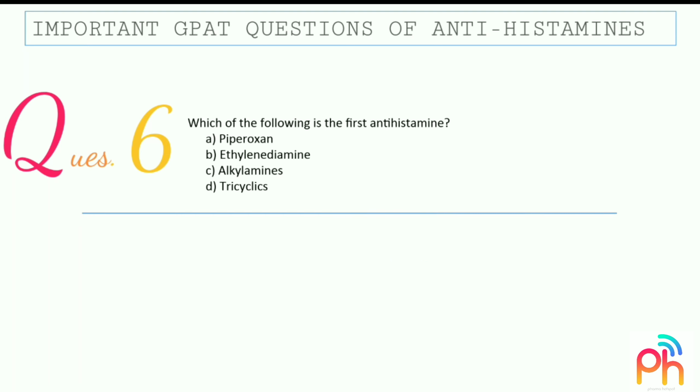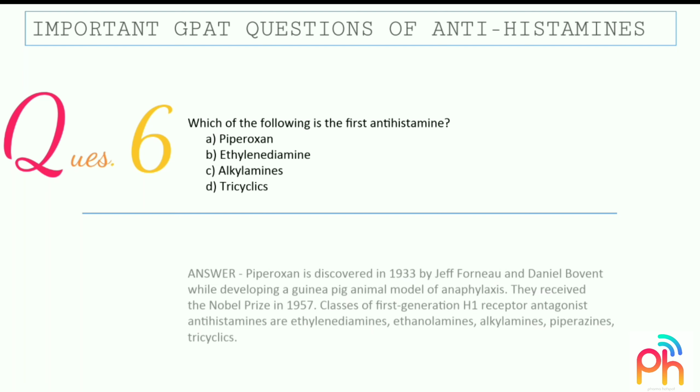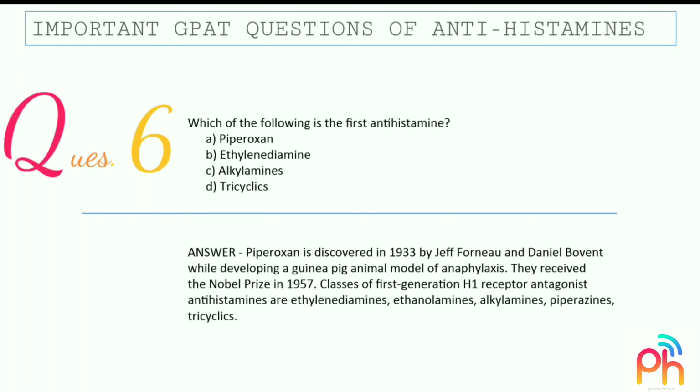Okay, so the correct answer is piperoxan. Let's find out some more information. Piperoxan was discovered in 1933 by Ernest Fourneau and Daniel Bovet while developing a guinea pig animal model of anaphylaxis. They received the Nobel Prize in 1957. Classes of first generation H1 receptor antagonist antihistamines are ethylenediamines, ethanolamines, alkylamines, piperazines, and tricyclics. So the correct answer is piperoxan.